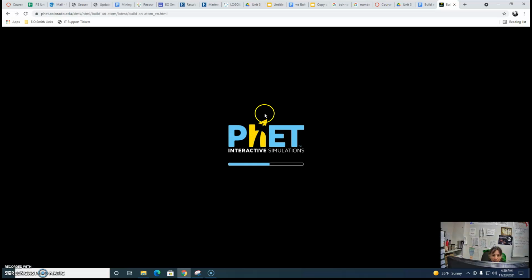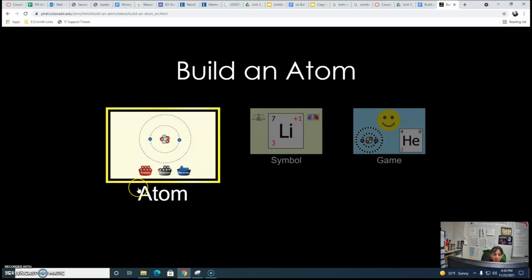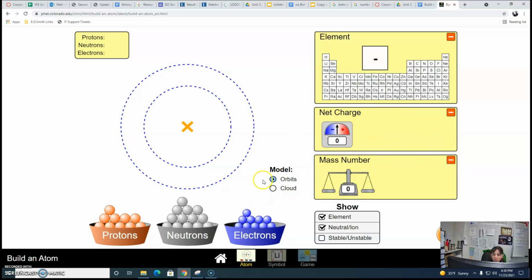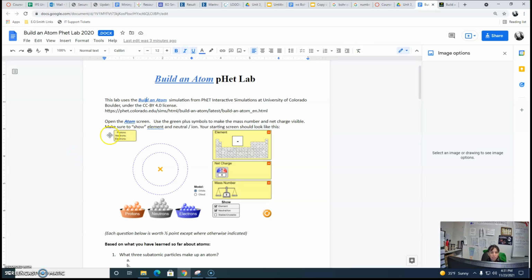Go ahead and click on that play sign. And you're going to come up to a screen that looks like this. We're going to click on Atom. And we're going to start from there. So your screen is going to look like this. You're going to want to go ahead and click on this green plus signs so that we can have all the information that we need disposable to us. We also want to make sure that element and neutral / ion are clicked down here. Once you have this, you're in good shape to continue with your lab.